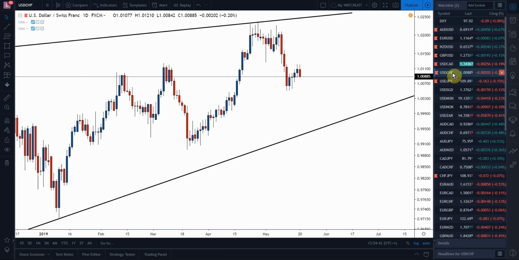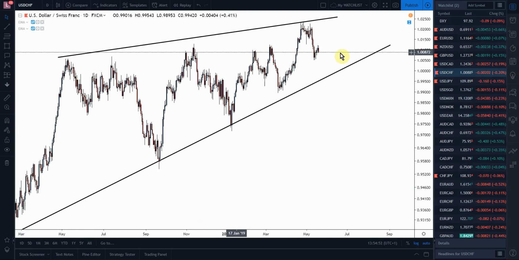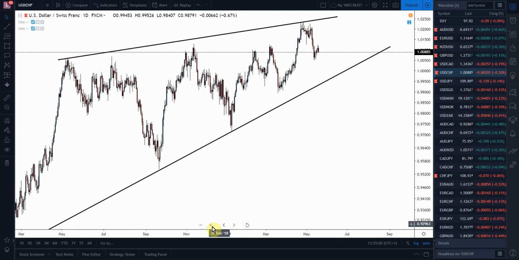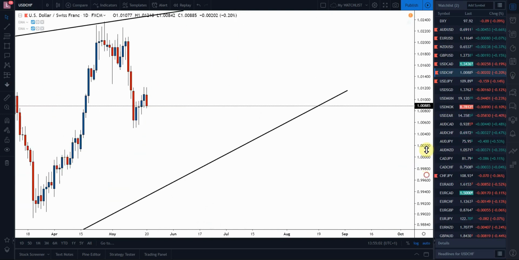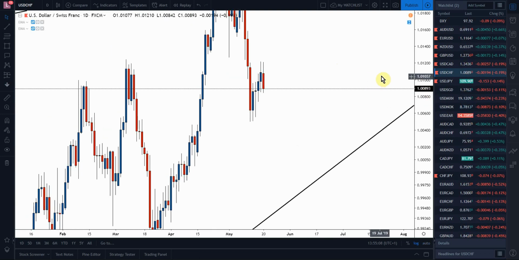Another chart of interest, dollar Swiss. Okay, got this nice ascending pattern here. We've started to move down from the top of the pattern now. Okay, so first impulse down, price is correcting, pulling back, so we're looking for the next move down, and in fact this is looking very bearish today.